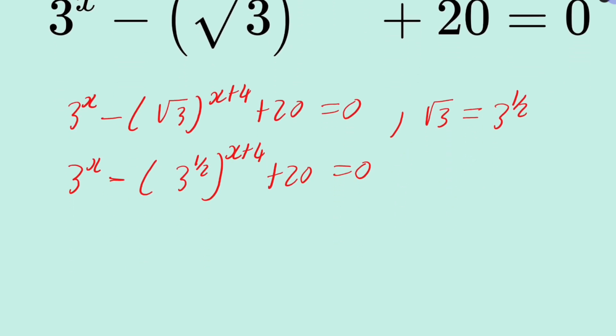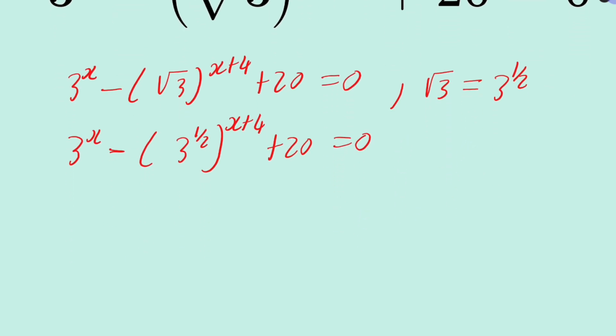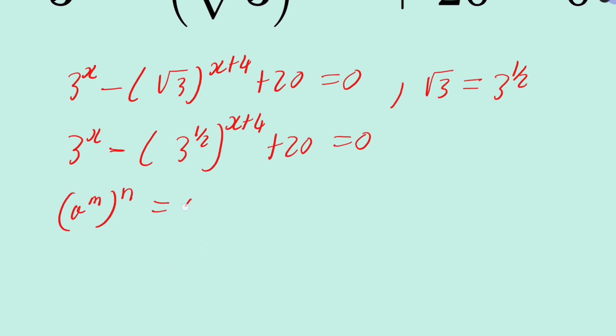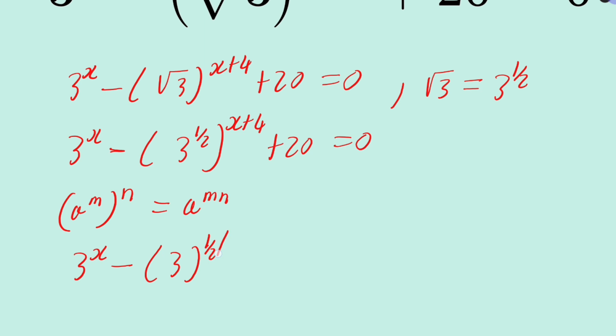is equal to 0. Now we're going to be using the exponential rule here, where the exponential rule tells us that a to the power m all this to the power n is the same as a to the power mn. So we'll simplify now. From this, we're going to simplify it back into the equation. So we have now 3 to the power x minus bracket open 3 bracket close half times x plus 4. All these plus 20 should be equal to 0.